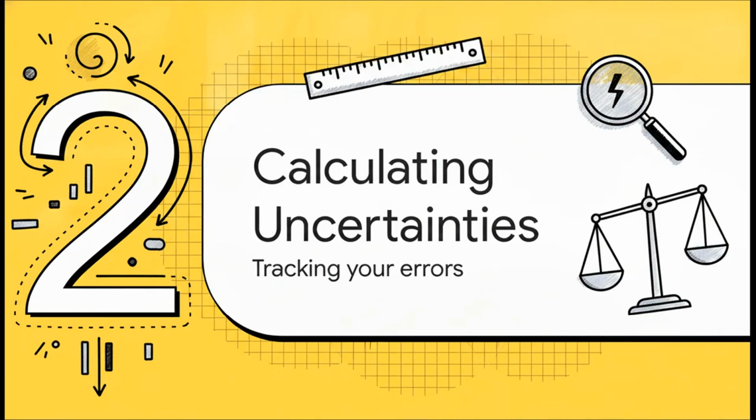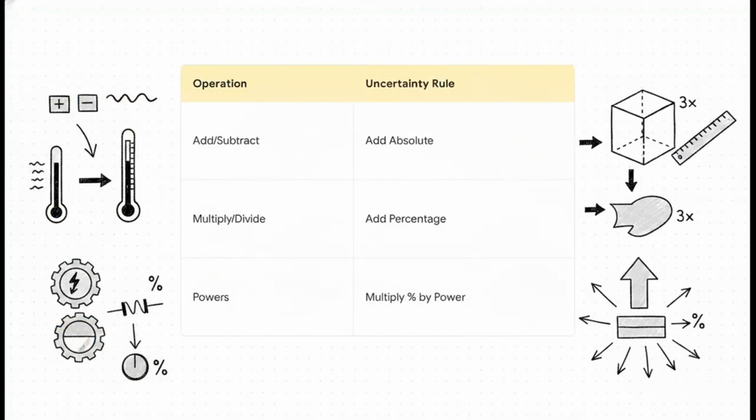Section 2. Calculating experimental uncertainties. Since we know our measurements aren't perfect, we have to calculate the exact size of our inevitable flaws. The booklet lays out these specific mathematical rules for tracking propagating errors. When you combine measurements to calculate a final number, those errors stack up fast. If you're adding or subtracting values, like finding a change in temperature, you simply add their absolute uncertainties.